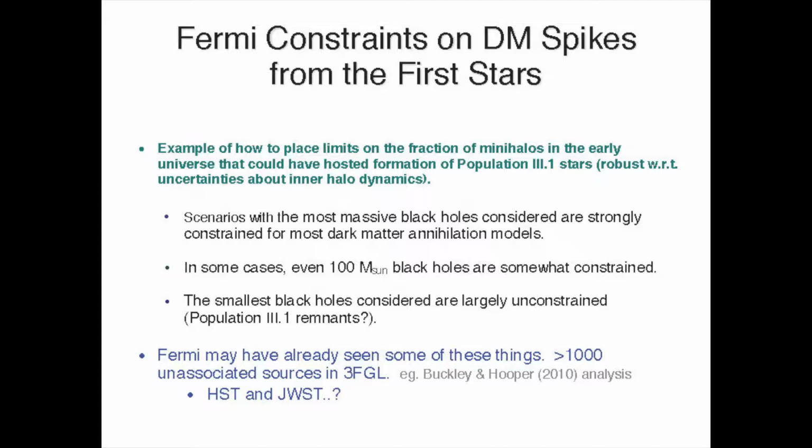If dark matter annihilates to quarks or gauge bosons, and if the typical remnant is a sort of medium-sized black hole that you would expect from POP 3.1 star formation, then there are some constraints on the fraction of early mini-halos that could have hosted a POP 3.1 star. And the smallest ones are not really constrained, but these are probably also not favored to be POP 3.1 remnants anyway. So could one be hiding in the Fermi catalog? It is definitely possible. There are more than 1,000 unassociated sources in 3FGL.